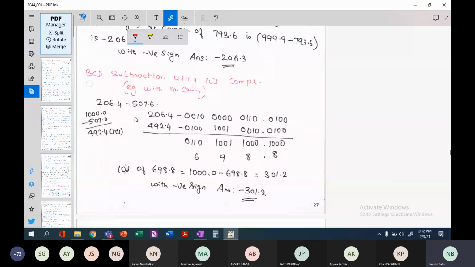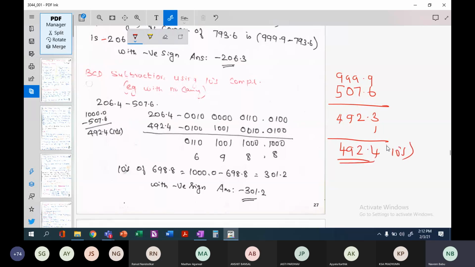So what is the 10's complement of 507.6? Let us take the 9's complement and add 1, which is the easiest way, instead of subtracting from 10,000.0. So this becomes 4, this becomes 9, 2 and 3. We add 1 to it. So the answer is 492.4. So this is the tens complement of 507.6. So 492.4 and 206.4 expressed in BCD. These are the BCD values.